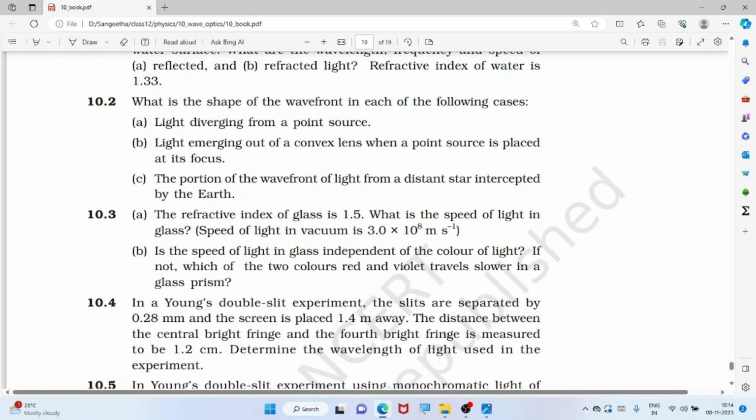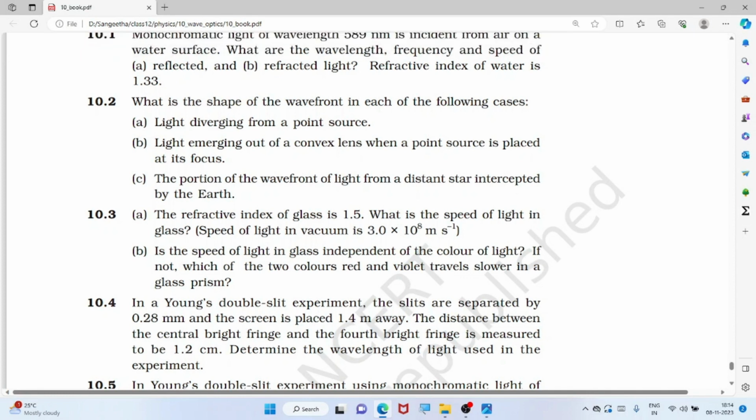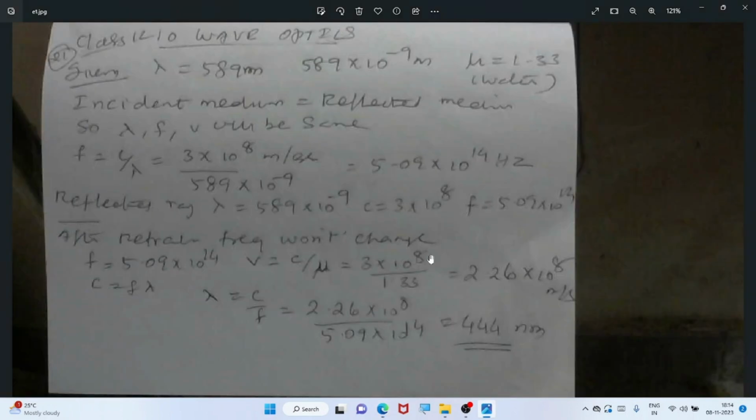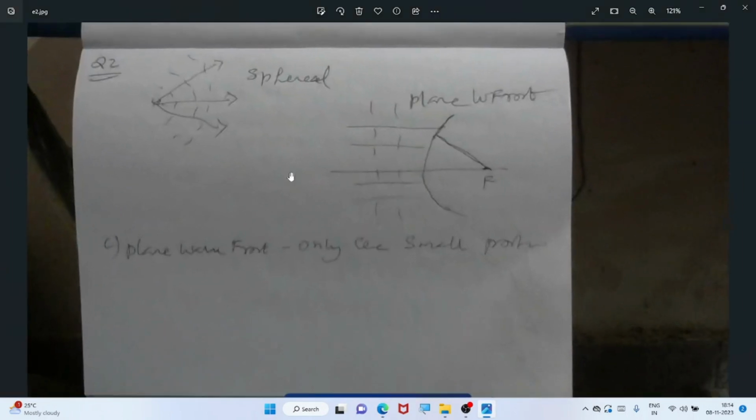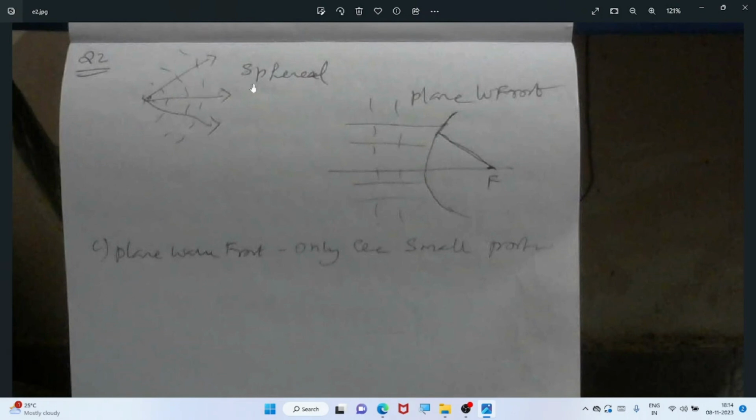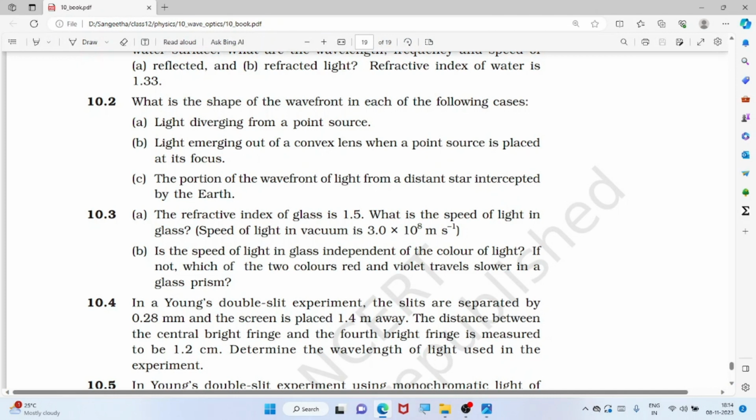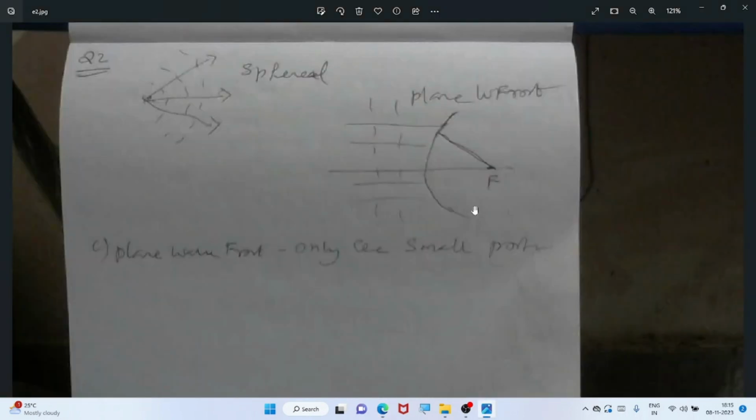What is the shape of the wavefront in each of the following cases? Light diverging from a point source, okay. Light diverging from a point source will be spherical only, okay. Light emerging out of the convex lens when a point source is placed at its focus, okay. Point source is placed at this focus. So this will be a plane wavefront. Okay.